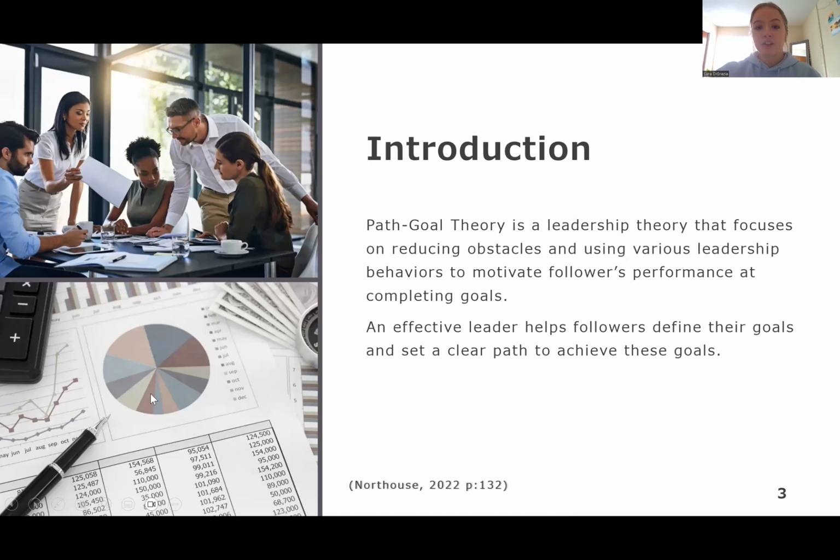All right, so our introduction is that path goal theory is a leadership theory that focuses on reducing obstacles and using various leadership behaviors. There are specifically 4 that I'm going to talk about later to motivate these followers and their performance at completing specific goals. And then an effective leader helps followers define their goals by setting a clear path on how to achieve these goals. And this information was found from Nordhaus 2022.